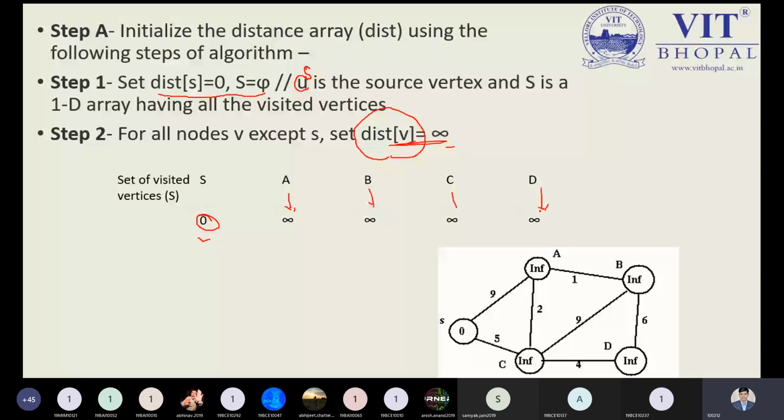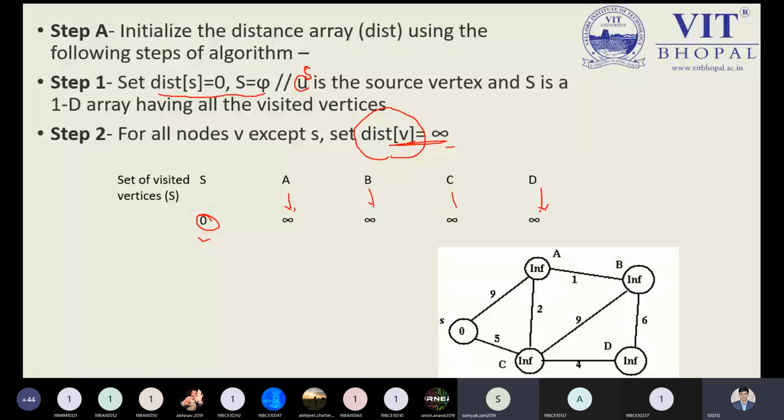So all the distances will be maintained by some vertex or some set of vertices. We can say it is maintained only by the infinity. Okay, if this part is clear to all, then shall I move ahead?